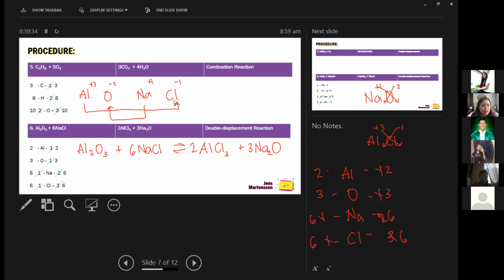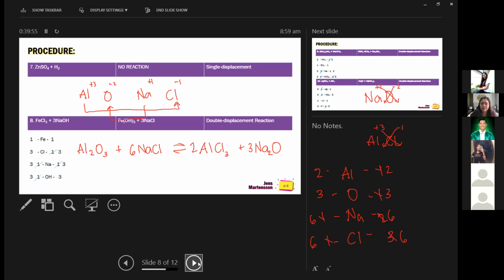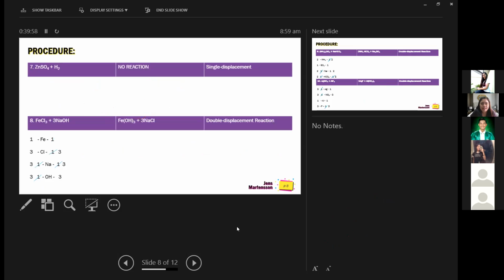1 molecule of aluminum oxide plus 6 molecules of sodium chloride yielding 2 molecules of aluminum chloride plus 3 molecules of sodium oxide. Questions for this one? Questions for number 6? Wala. So let's move on. Or may gustong i-clarify? Wala? Okay. Now, this one, zinc sulfate plus hydrogen.